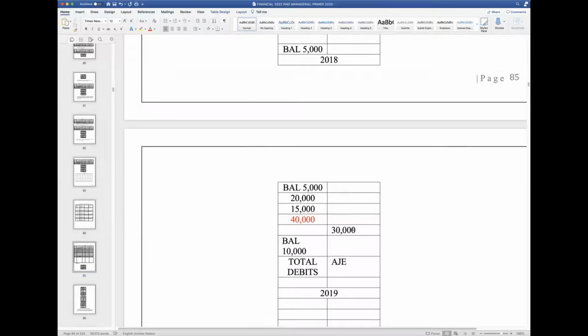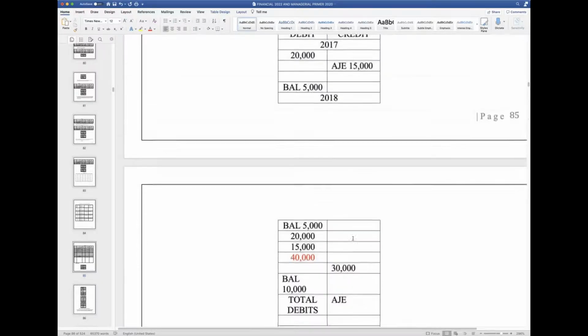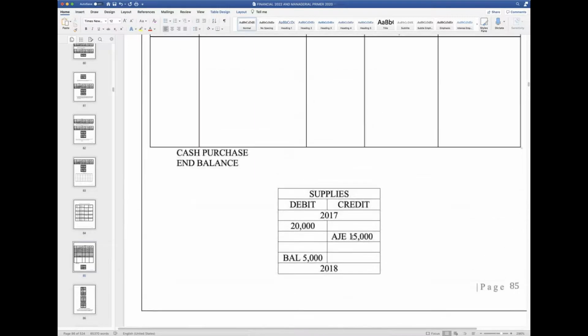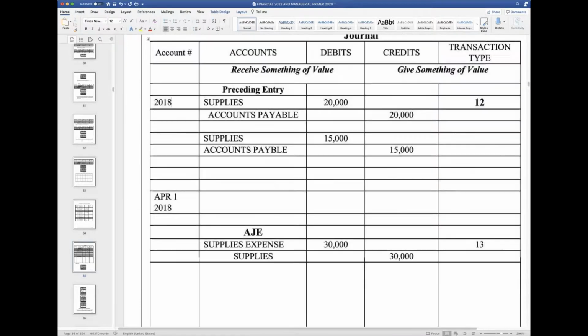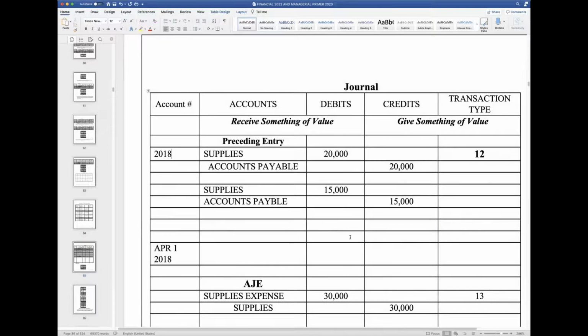Any questions? Any comments? For the attendance quiz, do we have to fill out everything? Do you want the account numbers and the T accounts and the transaction type? Yeah, everything. Okay.